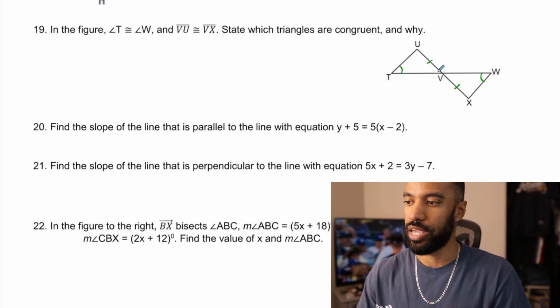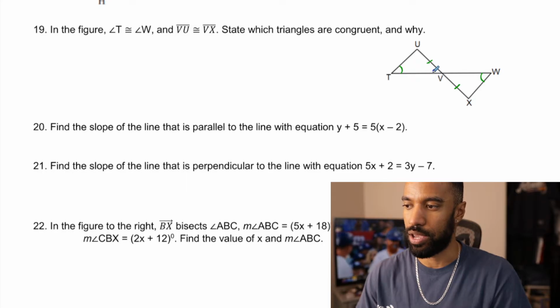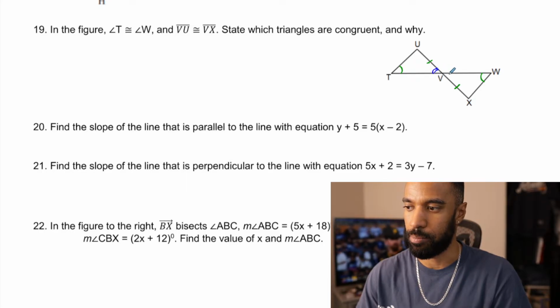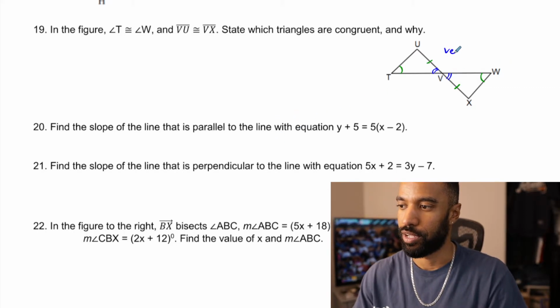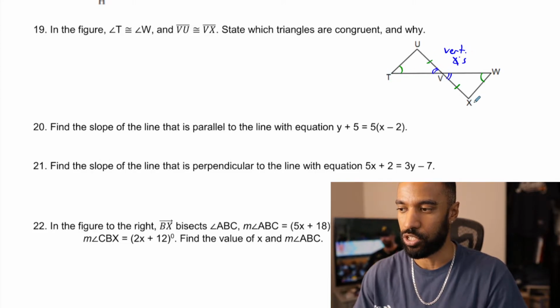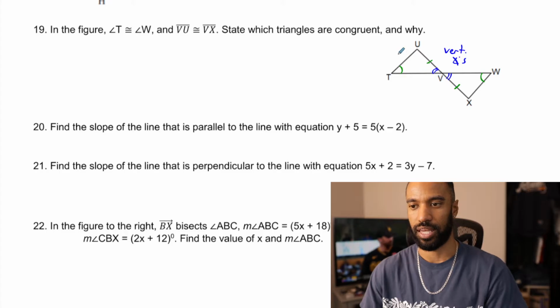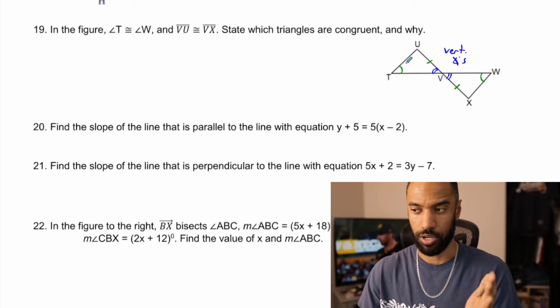What we can show here as a result of this is that these two angles are congruent to each other right here because these are vertical angles. We just mentioned before all vertical angles are congruent to each other. Vertical angles. Something where I'd say is angle UVT is congruent to angle XVW, something like that. So these two triangles are now congruent to each other.